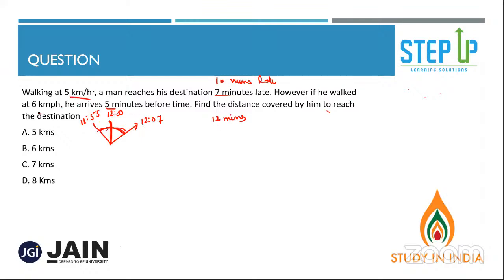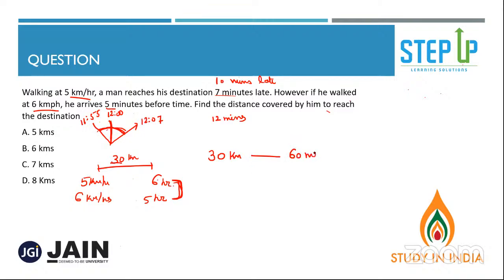So 5 kilometers per hour, 6 kilometers per hour, two speeds. I'll take the LCM as 30 kilometers. If my speed is 5 kilometers per hour, it means that I'll take 6 hours. And if my speed is 6 kilometers per hour, it means that I'll take 5 hours. So what is their time difference? When the distance is 30 kilometers, the difference in timing is 1 hour, that is 60 minutes.